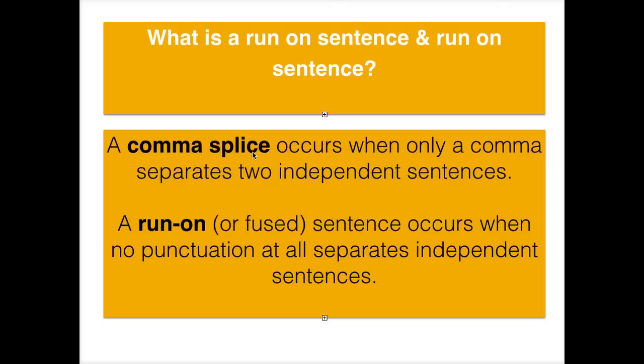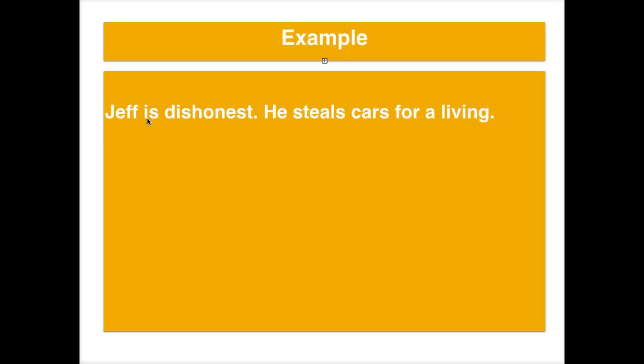So a comma splice occurs when only a comma separates two independent sentences or two independent clauses. And a run-on sentence or a fused sentence occurs when no punctuation at all separates two independent sentences. It might be easier if we look at an example.